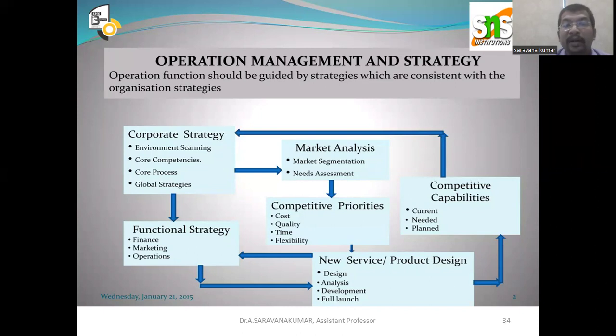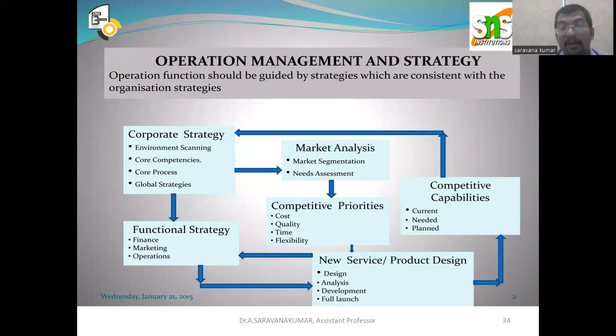Operation function should be guided by strategies which are consistent with the organizational strategies. There are many types of strategies: corporate strategy and functional strategy. In the corporate strategy, we are going to discuss one by one: environmental scanning, core competencies, core process, global strategies. Then functional strategy, we already know: finance, marketing, operations, and also corporate strategy is converted to the market analysis.